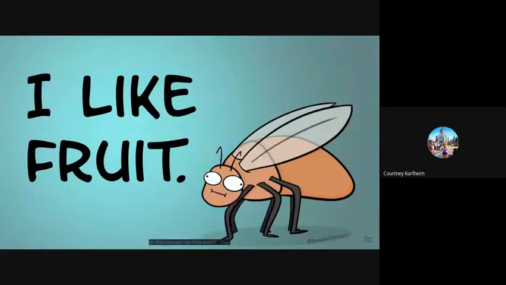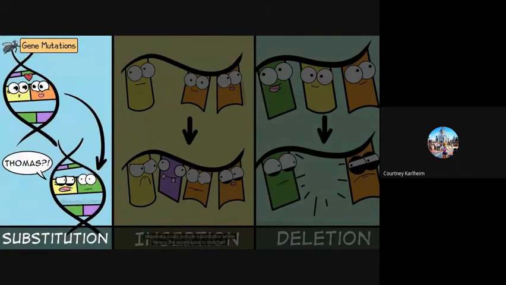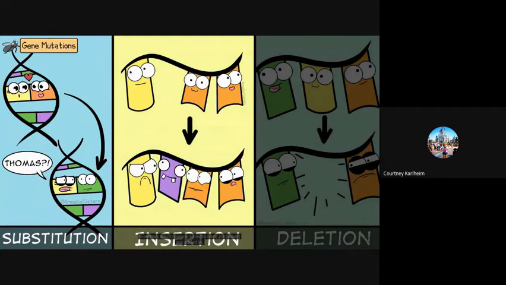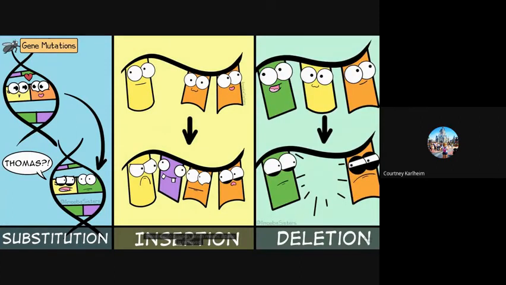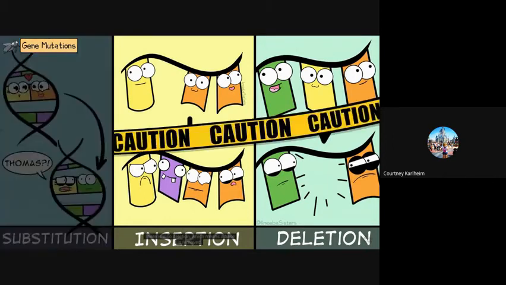In this example, we have fruit fly DNA. Mutations could include substitution, which means the wrong base is matched. Insertion, which means an extra base, or bases, are added in. There is also deletion, which means a base is removed. Insertions and deletions have the potential to be especially dangerous.